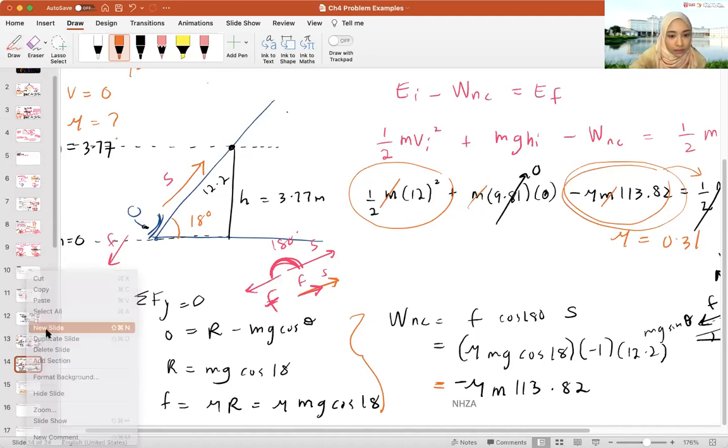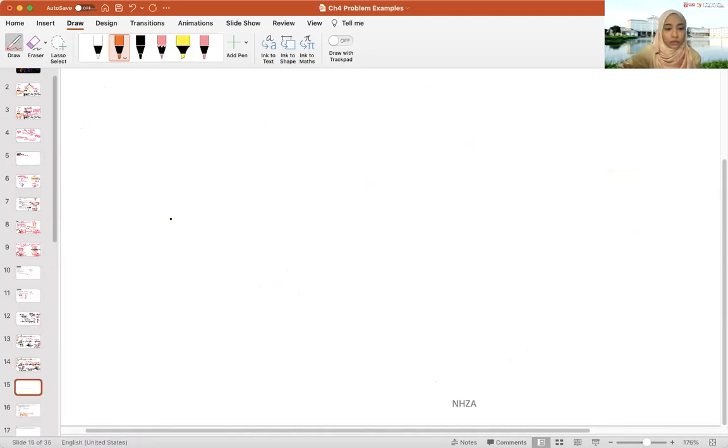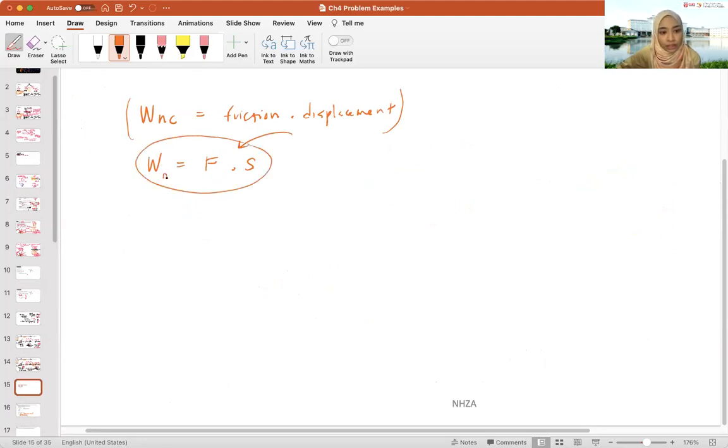Okay, new slide. Okay, so tadi we talked about WNC. Okay, WNC is friction times with displacement. The equation for work done is force dot with displacement. This is where this equation came from. Ni kita punya base equation. For work done NC, non-conservative force. The force here is our friction.